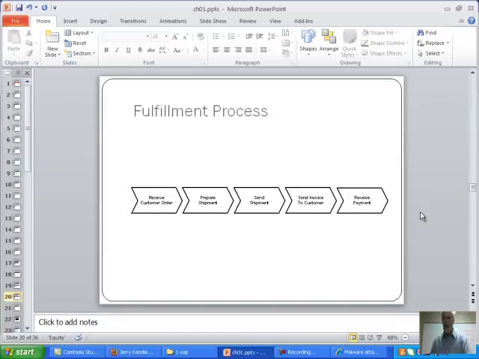This chapter doesn't have an example of production. It will in a later chapter. But the example of fulfillment: a customer places an order, either on the phone or by mail order.